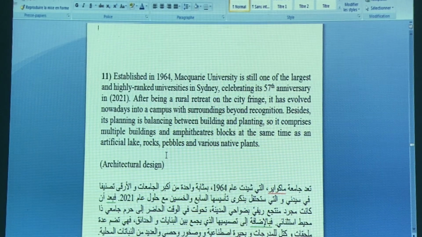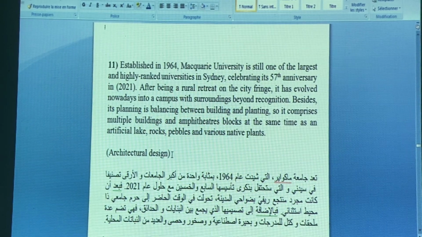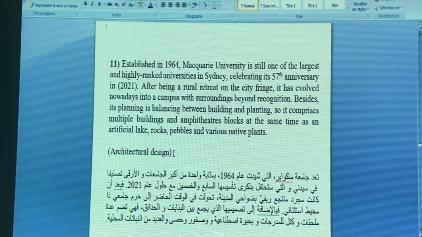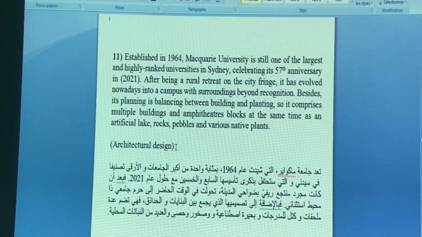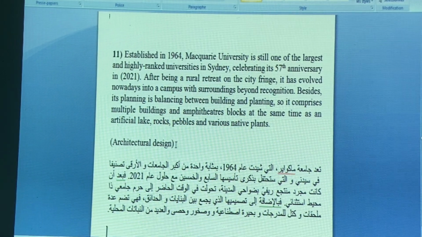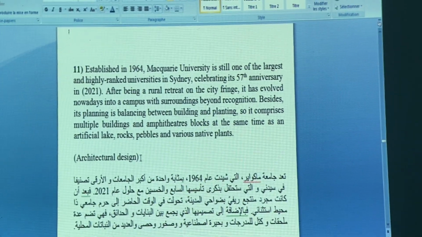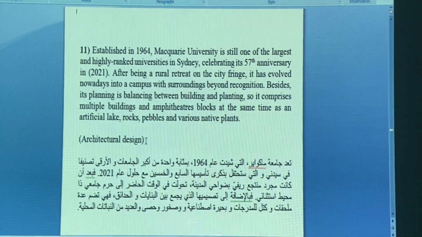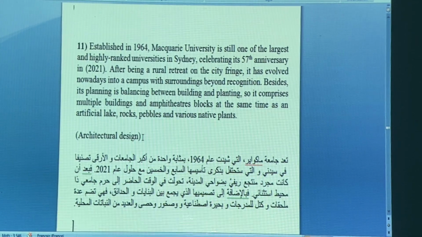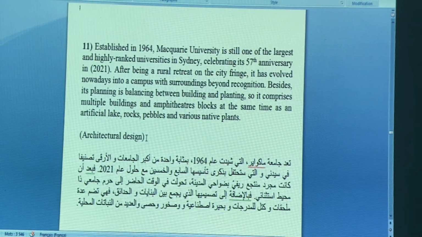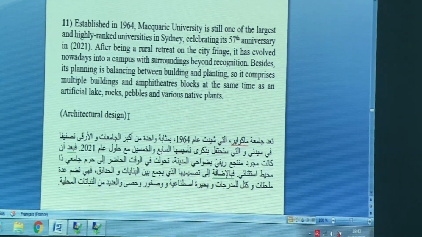Established in 1964, Macquarie University is still one of the largest and highly ranked universities in Sydney. Celebrating its 56th anniversary in 2020, after being a rural retreat on the city fringe, it has evolved nowadays into a campus with surroundings beyond recognition. Besides its planning, it is balancing between building and planting. So it comprises multiple buildings and amphitheaters, blocks, at the same time as an artificial lake, rocks, pebbles, and various native plants. Here, you have to be careful.